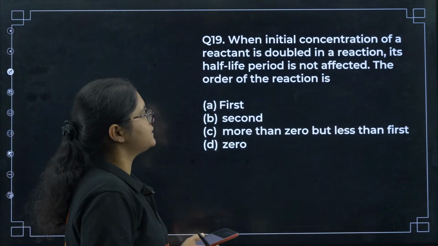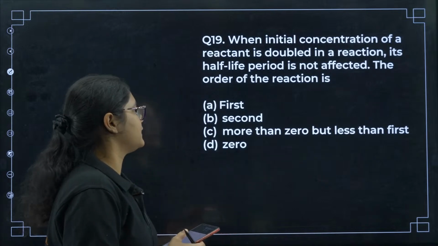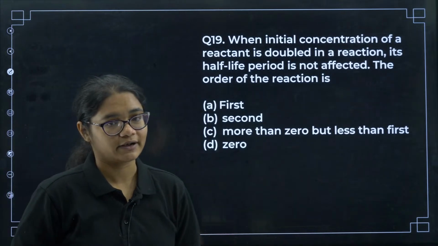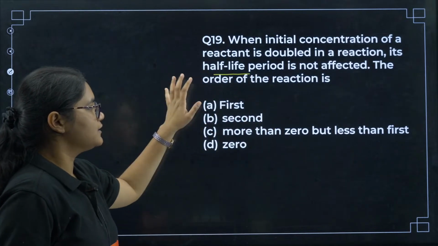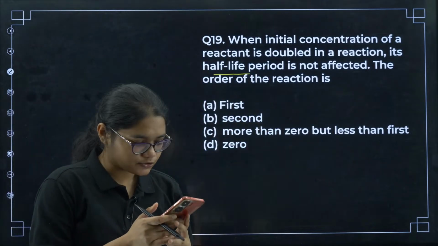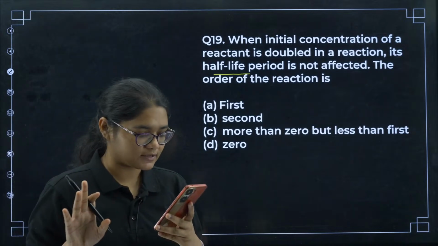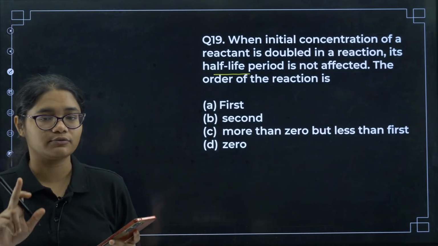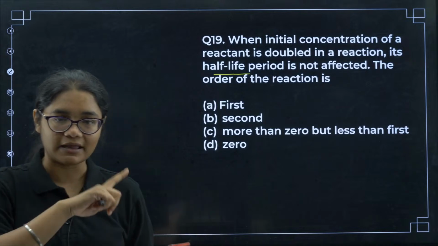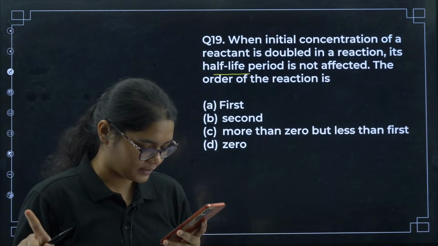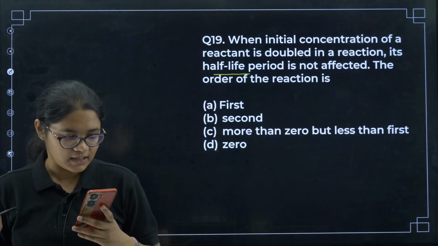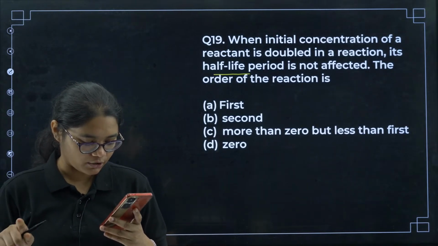Next, when the initial concentration of a reactant is doubled in a reaction, its half-life is not affected. Okay, if you are changing the concentration, the half-life is not affected. The order of the reaction is. So students, this is the question, and I want to ask you if question number 18 is clear to everyone or not. If you have a doubt, please tell me, I will explain again. Please let me know.